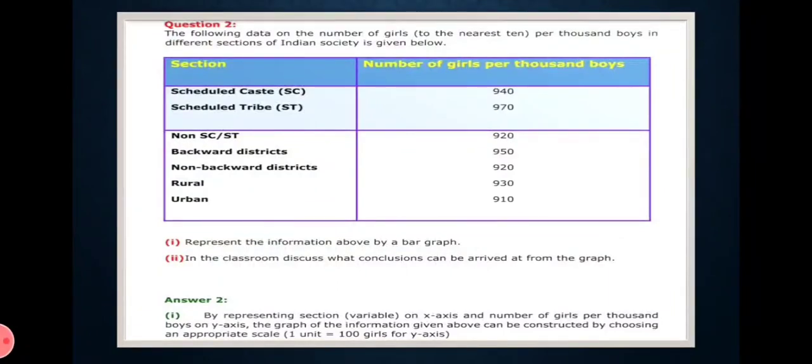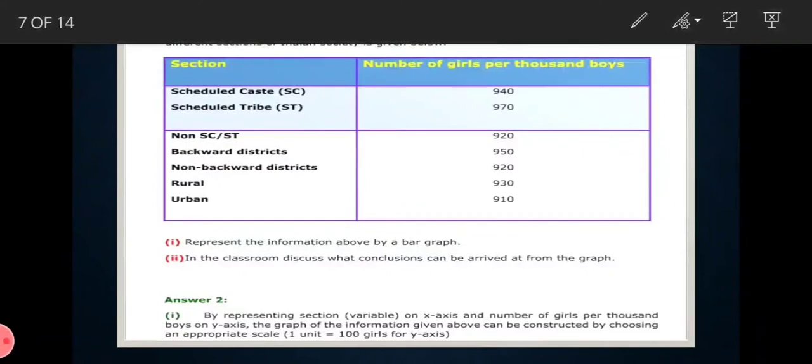Yes, so section, and according to the section, the number of girls per 1000 boys is given. Now you have to represent the information above by a bar graph, and second you have to answer the question: in the classroom discuss what conclusions can be arrived at from the graph. Means after representation of the graph, what are the conclusions you can make out from the graph.